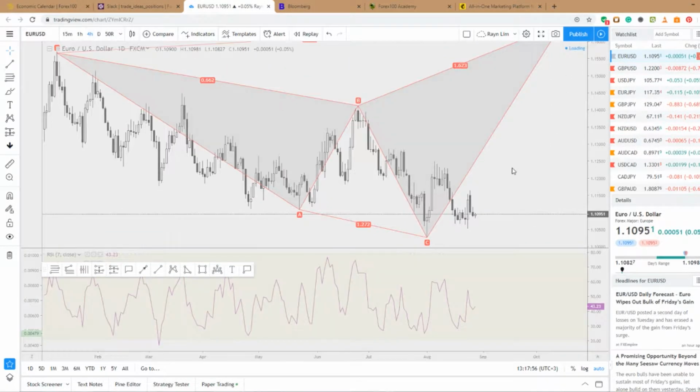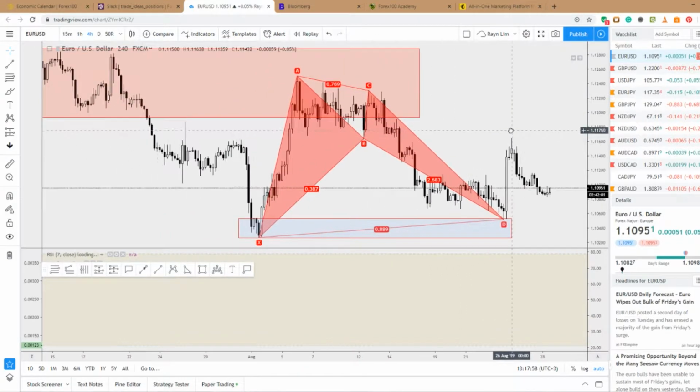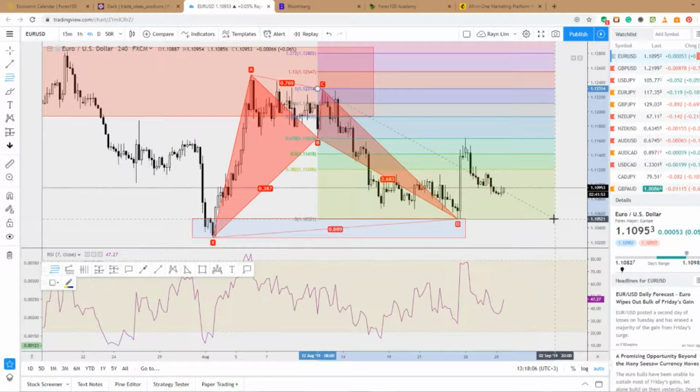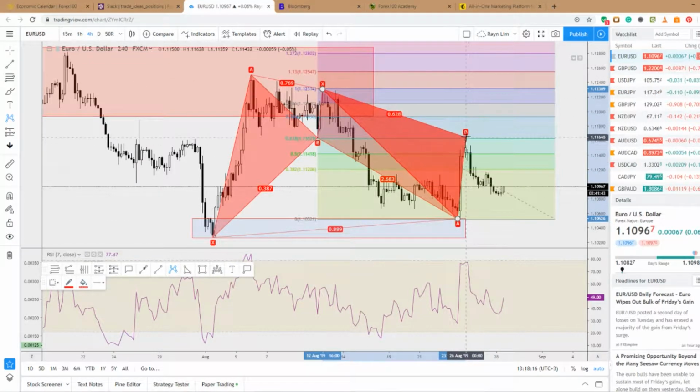To the 4 hour chart. On the 4 hour chart, first you have this bullish bat, which really hit the first target. The second formation is forming up. Let us have a look, high to low. So at times, it is possible that the harmonic pattern forms one after another right after it.